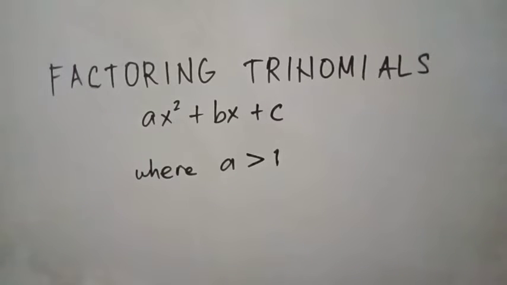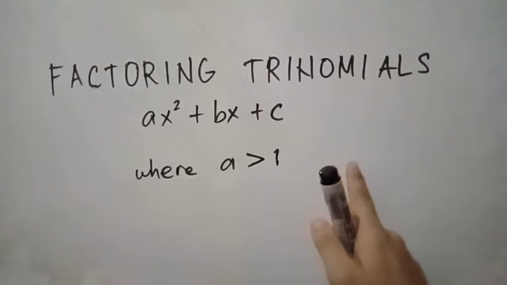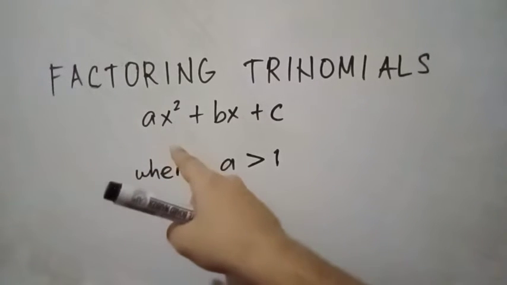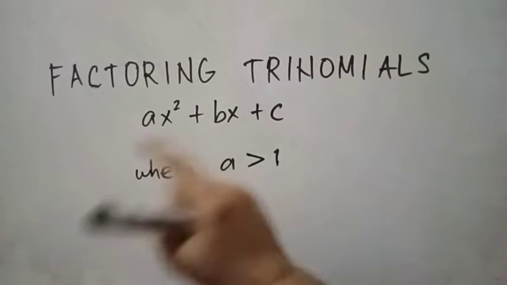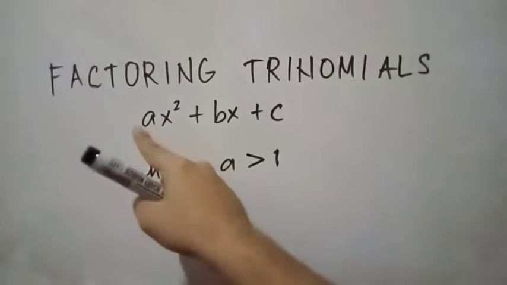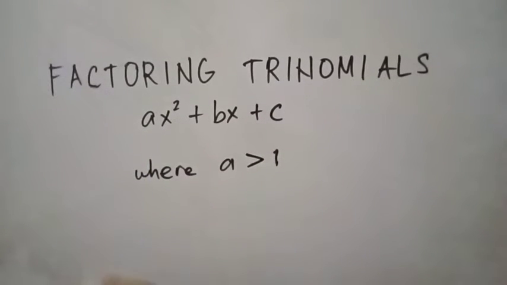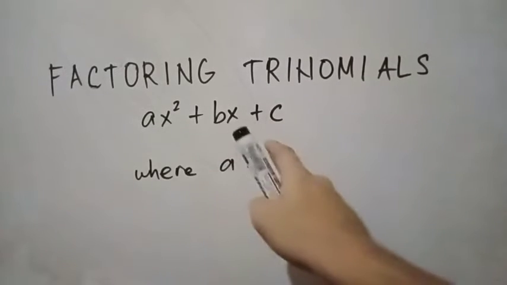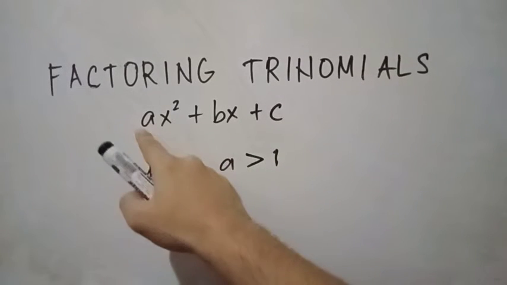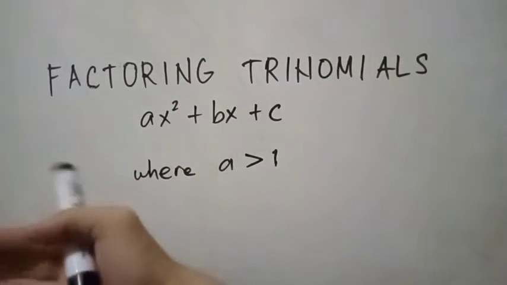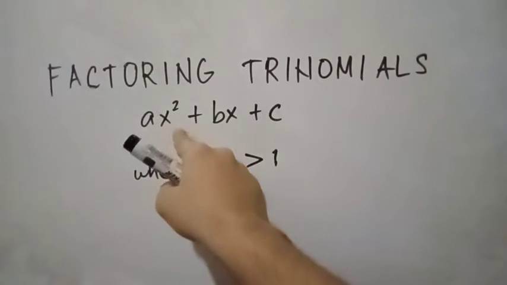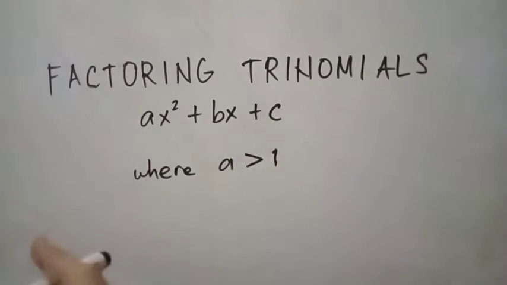Alright, before we proceed with this discussion, be sure that you have watched the previous video about factoring trinomials in the form x² plus bx plus c where the value of a is 1. Because in this video, we will discuss how to factor trinomials where the value of a is not 1. So those trinomials that start with 2x², 3x², and so on. So how do we get the factors of those?